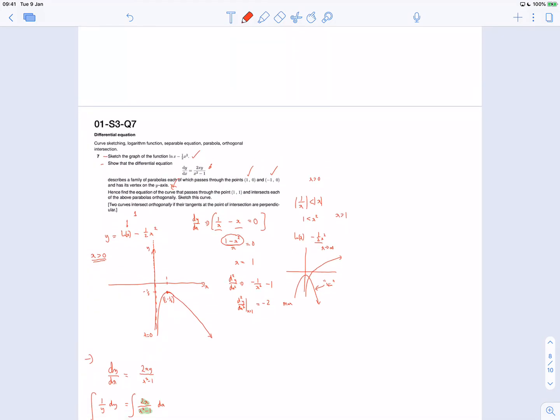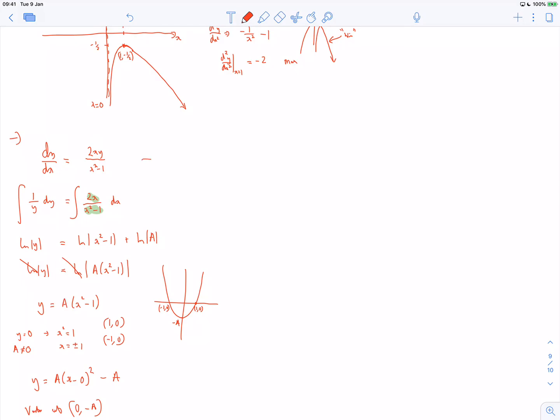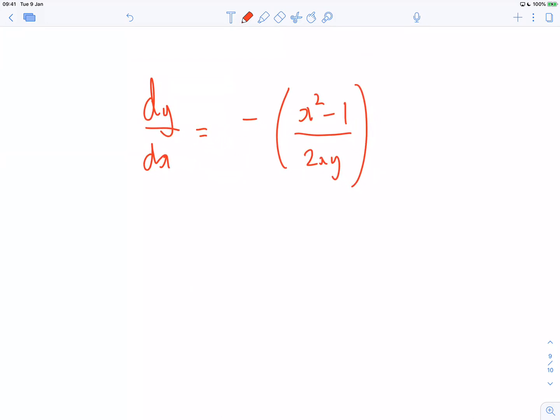Okay. Next part. Hence find the equation of the curve that passes through the point (1, 1) and intersects each of the above parabolas orthogonally. Sketch this curve. Now, orthogonal just means perpendicular, and it even says down there, two curves intersect orthogonally if their tangents at the point of intersection are perpendicular. So what that means is I need to find the family of curves that are perpendicular at all points to that. So I need to solve for dy by dx equals the negative reciprocal of this thing, which is minus, brackets, x squared minus 1 over 2xy. Fine. I'll redistribute that, so the top becomes 1 minus x squared over 2xy, and this equals dy over dx.